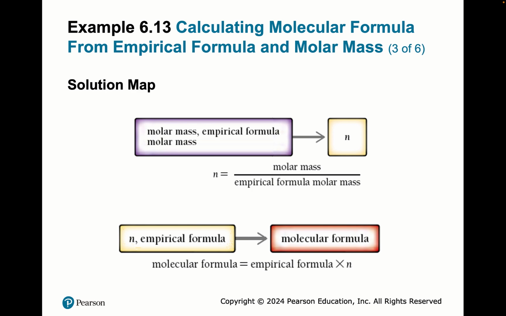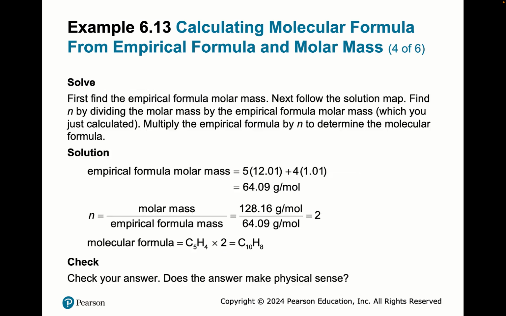This is just what I've described. The empirical formula molar mass is 64.09, and the molecular mass is 128. If you take these two, you find there are 2 units of the empirical formula. So we just multiply the empirical formula by 2, and then we get C10H8. And this is reasonable. There are plenty of molecules like this.